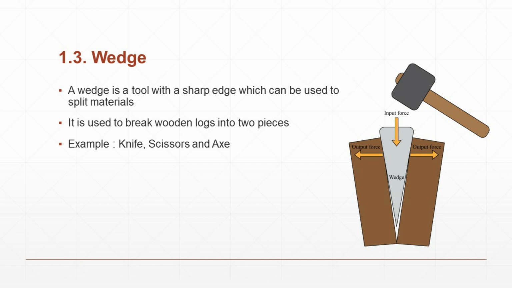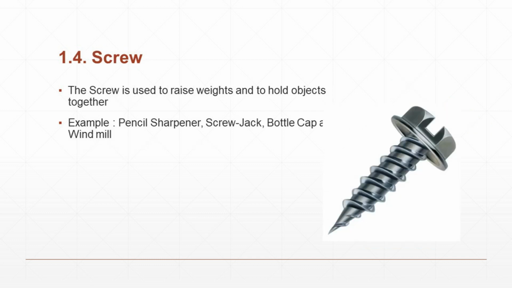Now pass on to the next simple machine, that is screw. The screw is used to raise weights and hold objects together. Once again I'll tell: the screw is used to raise weights and to hold objects together. Example: pencil sharpener, screw jack, bottle cap and windmill.